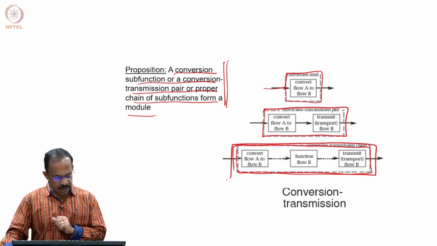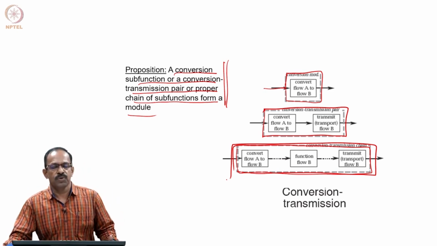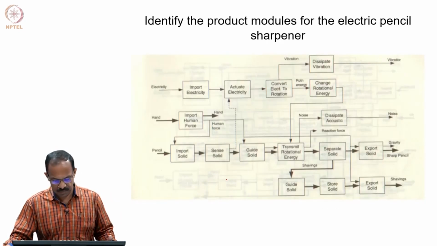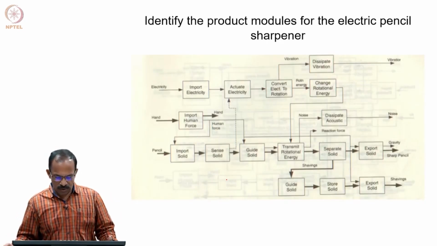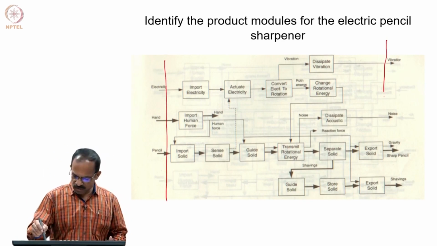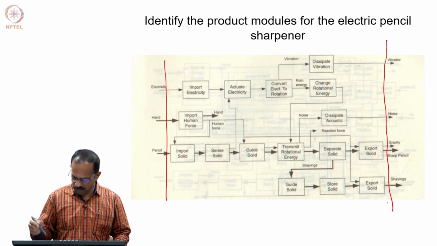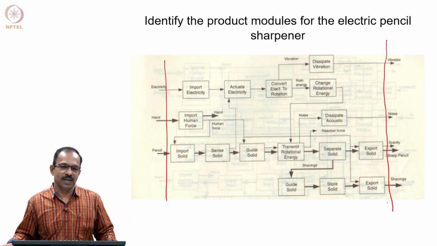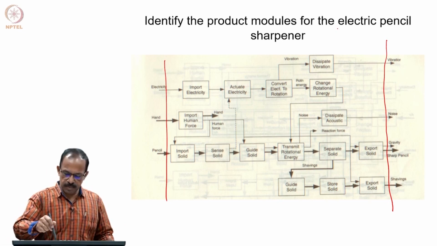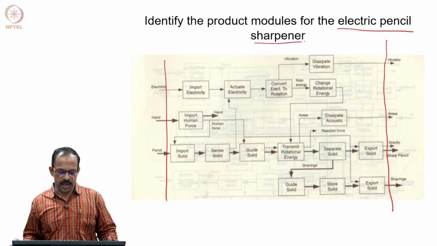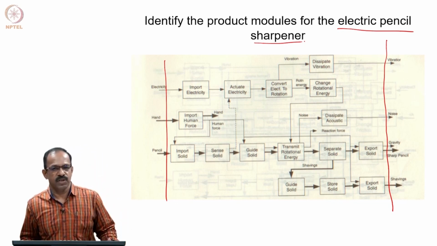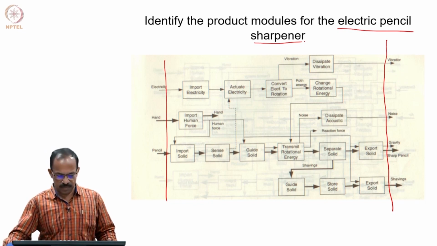So, we will look at some examples to see how this can be implemented in a practical case. This one we already saw earlier as an example using the first method, where we try to combine the functions which have something in common. This is an electric pencil sharpener. Now we can look at whether there is a dominant flow, branching flow or conversion transmission.